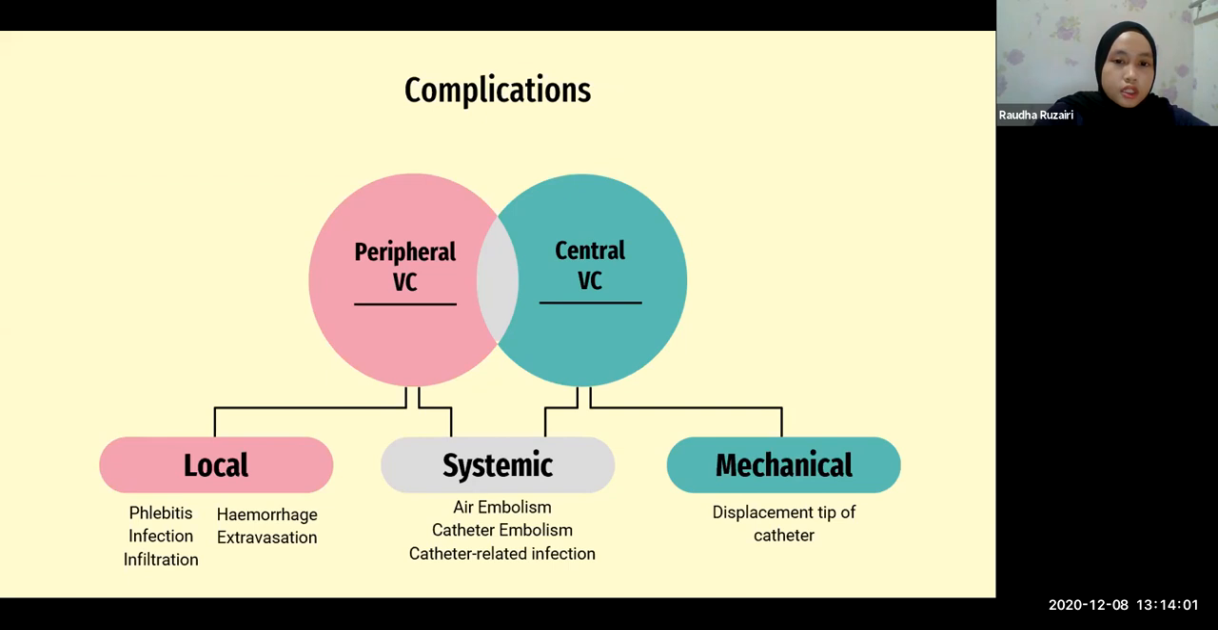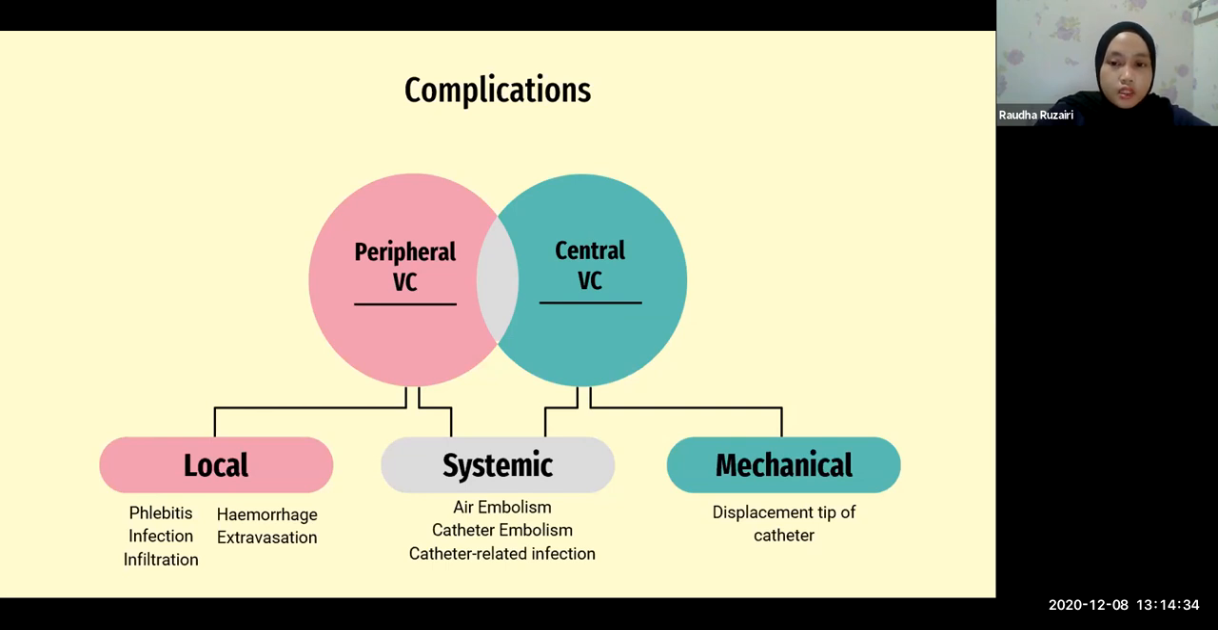And for systemic complications of peripheral intravenous placement, there will be air embolism. That is the presence of air in the vascular system, and it occurs when air is introduced into the venous system and traverses to the right ventricle or pulmonary circulation. The next one is catheter embolism, which occurs when a small part of the cannula breaks off and flows into the vascular system. And lastly, catheter-related infection, where microorganisms are introduced into the blood through the puncture site and lead to bacteremia or sepsis.